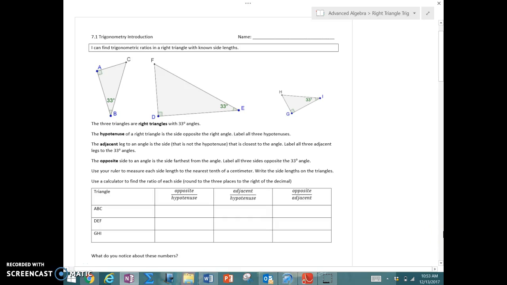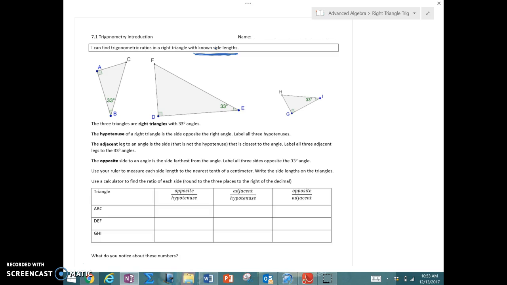Hi class, today we are going to talk about trigonometry. This is just an introduction as it's the first day of the chapter. Our objective today is that I can find trigonometric ratios in a right triangle with no side lengths. So we're going to be talking about when we have the sides, I can find these special ratios.